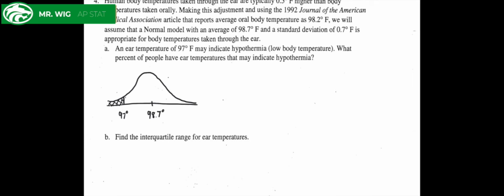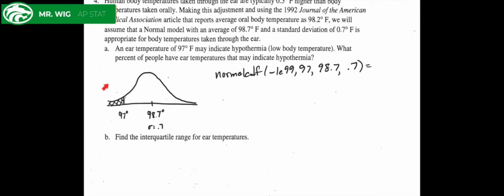Because we're looking for probability, area under the curve, I'm using normal CDF, right? We have a standard deviation here of 0.7. So we're going to use normal CDF. We're going to use -1E99 again, up to 97, with a mean of 98.7 and a standard deviation of 0.7.